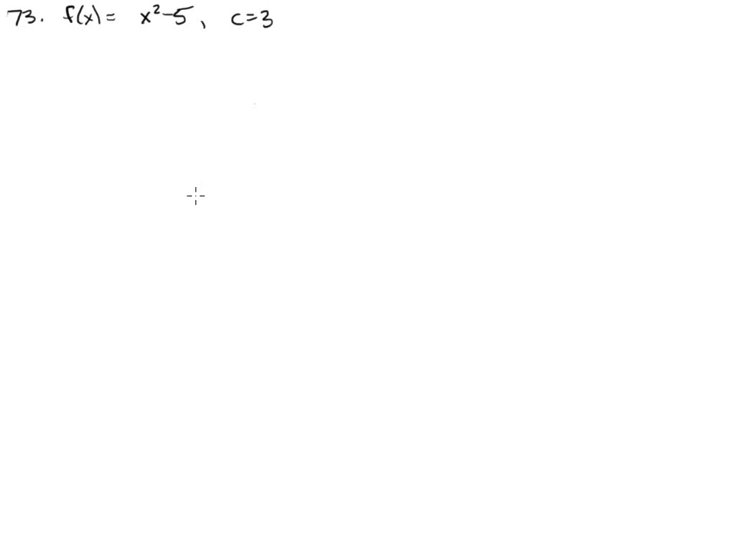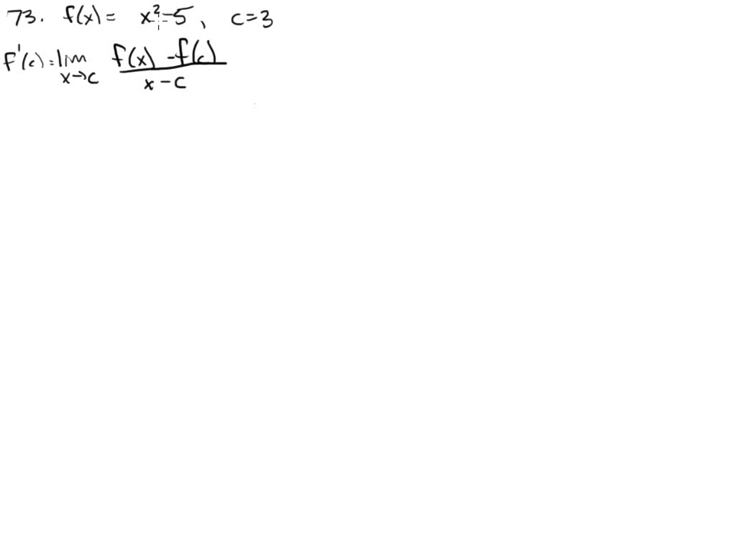2.1, problem number 73 says to use the alternative form of the derivative to find the derivative at x equal to c, if it exists at all. So, the alternative form of the derivative is the limit as x goes to c, and this is f prime at a value c, equals f of x minus f of c divided by x minus c.